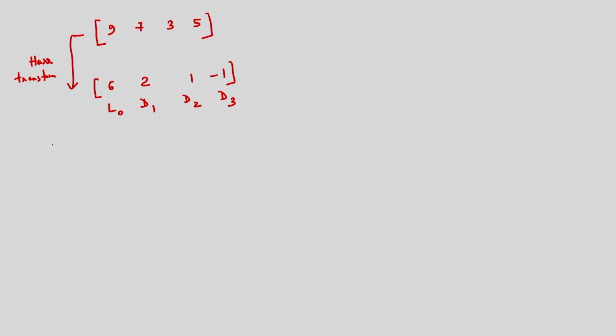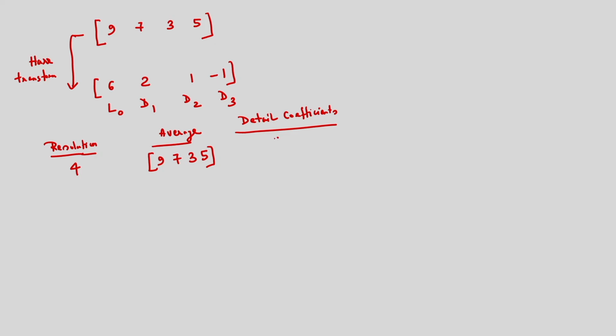And in this case, suppose I consider resolution, I am determining the average, and also I am determining the detail coefficients. So first I am considering the 1D image with a resolution of 4 pixels, that means I am considering 9, 7, 3, 5. And I don't have any detail coefficients in this case. After this, I am considering the resolution is 2 suppose. So corresponding to this, I am determining the average. The average will be 8 and 4.